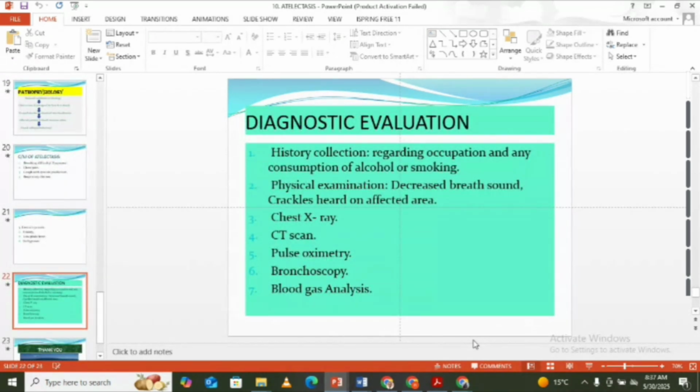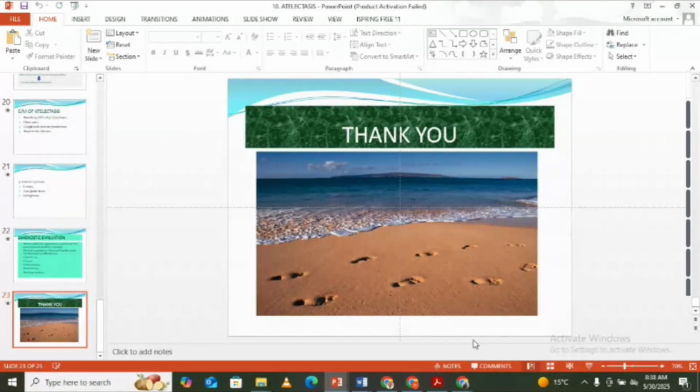So for you to diagnose that, I know it's not part of it, but you can talk about it. History taking from your patient, the physical examination, which will show you decreased breath sounds, the chest x-ray, the CT scans, which will show you the air that is trapped in the lungs, pulse oximetry, which will show you that the patient's oxygen concentration levels are decreased, the bronchoscopy, which you can use to visualize, more especially in cases of presence of a tumor, blood gas analysis, that's the arterial blood gas analysis, which again will show you that the oxygen concentration levels in the body tissues are decreased.